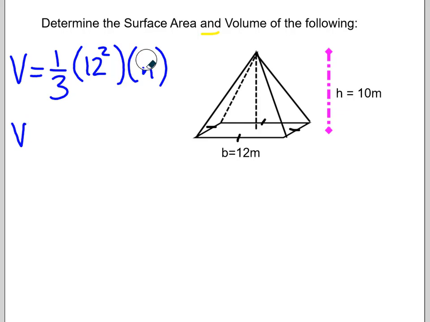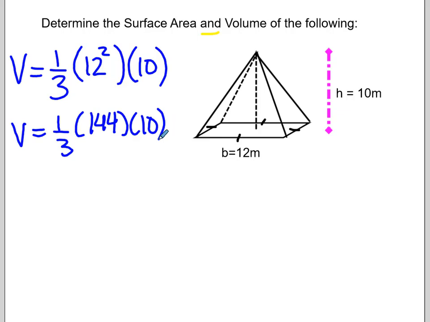Except the h here we actually know. We know the h is 10. So this becomes even quicker. So we have 1/3 of 144 times 10. So 144 divided by 3 times 10, 480. And the units on that would be meters cubed. Now surface area is the one that's a little trickier.